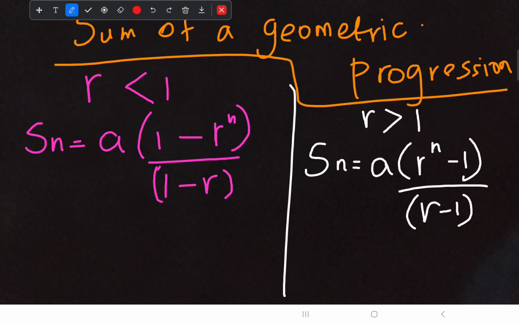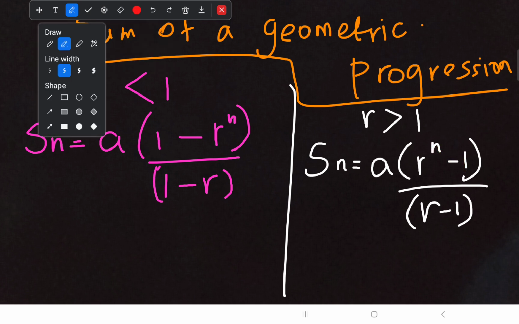If R is less than 1, we can subtract R to the power of n from 1, so we will receive a positive value. Here R is greater than 1, so R to the power of n comes before the 1, and from that we subtract 1. Similarly, in the denominator also R minus 1. So: 1 minus R to the power of n over 1 minus R if R is less than 1, and R to the power of n minus 1 over R minus 1 if R is greater than 1.